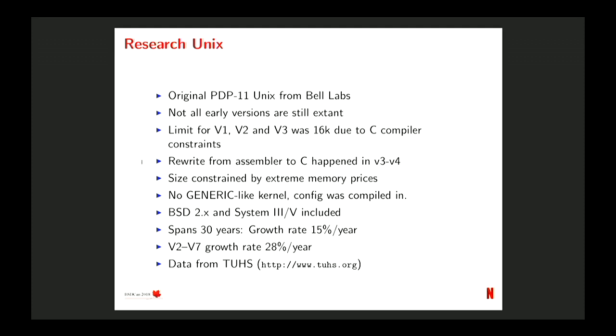So over the 30 years of releases that this spanned, the kernel growth rate was about 15% a year, and the early part of this was faster, almost 30% a year. I got all my data from the Unix Historical Society, tuhs.org, which is a good place to go to look for old copies of old Unix if you ever need one.